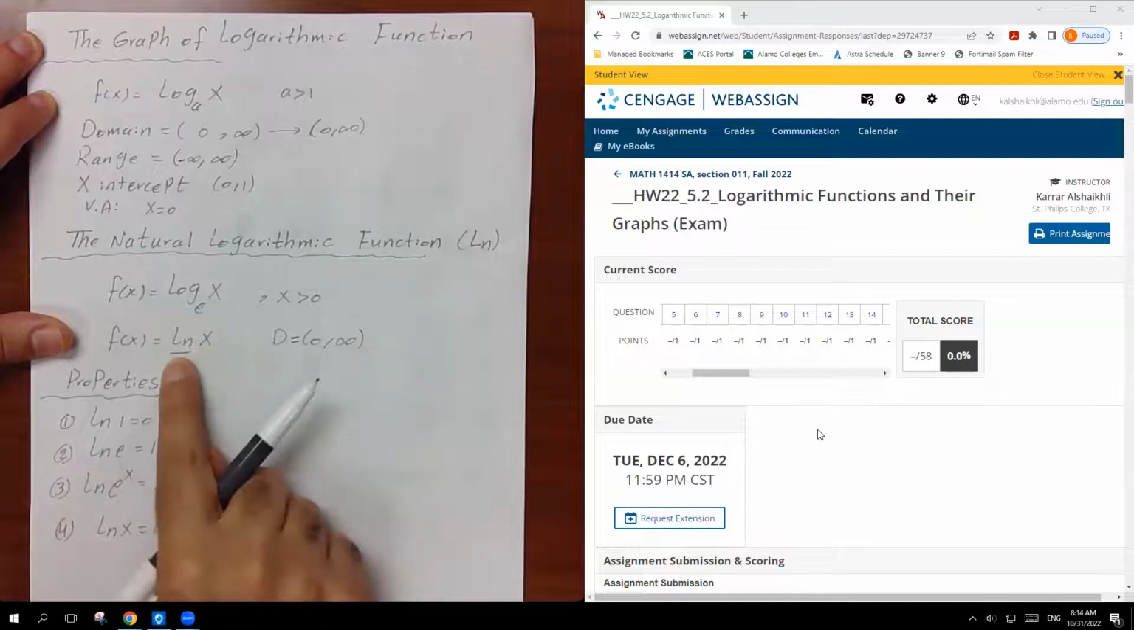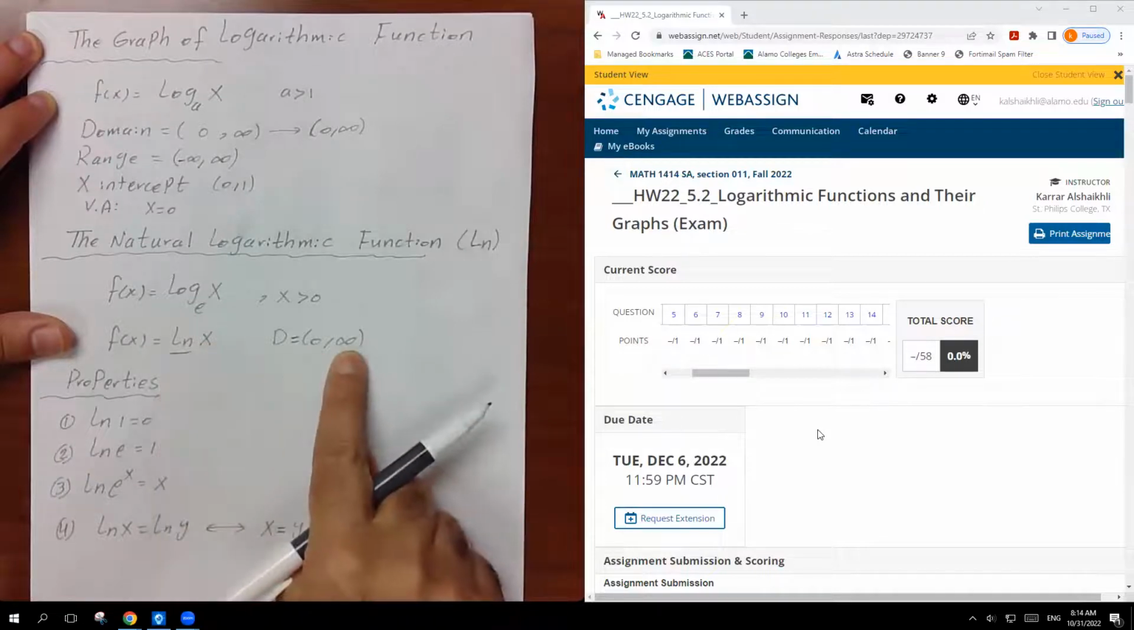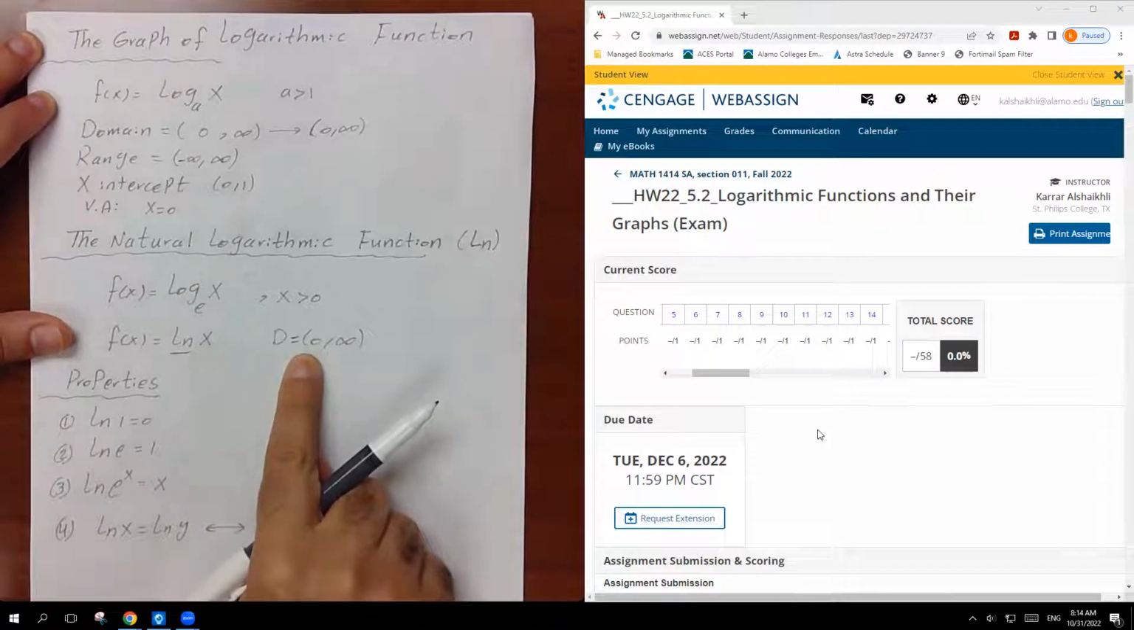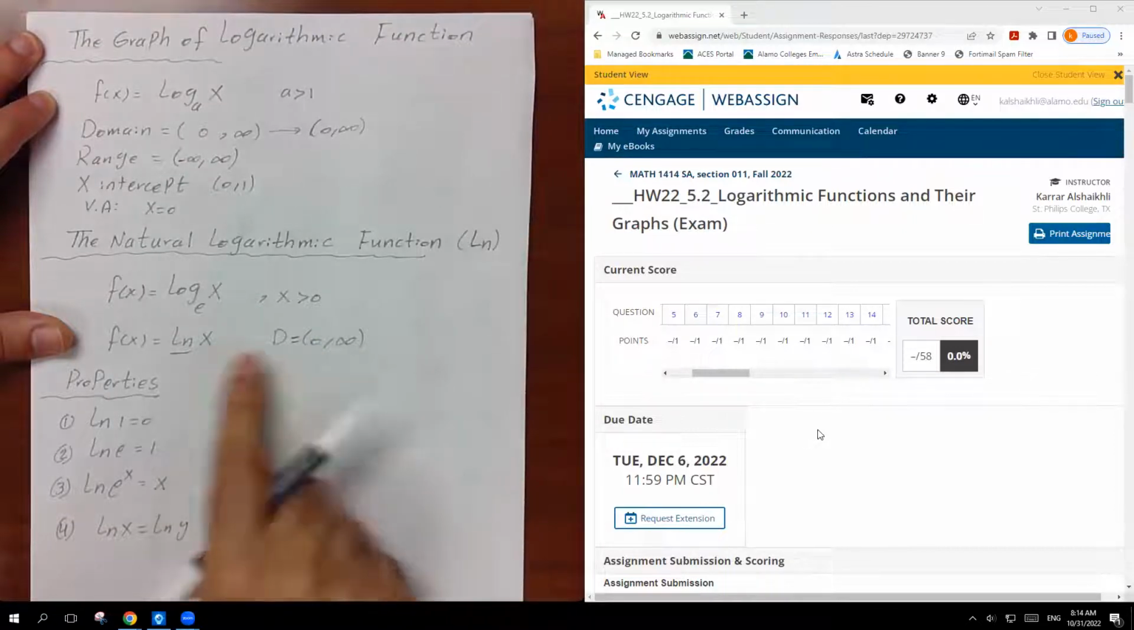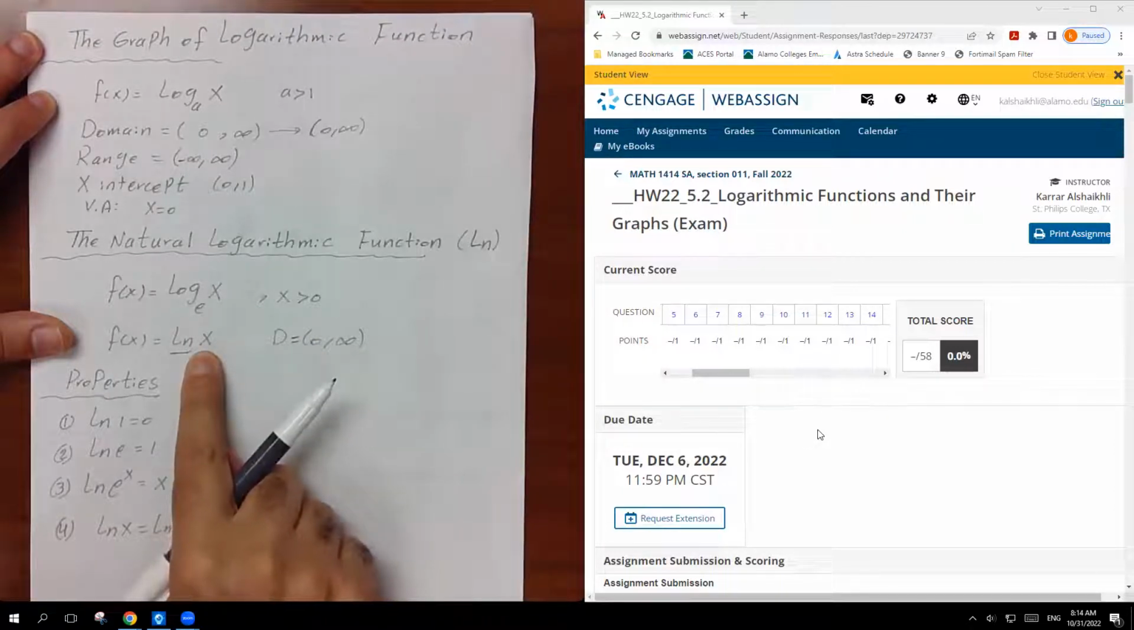The domain for this function is always from 0 to infinity. That means you can't take a negative number. Also, you can't take 0, because when you plug in x equals 0 or x equals a negative number, it's not a real number.